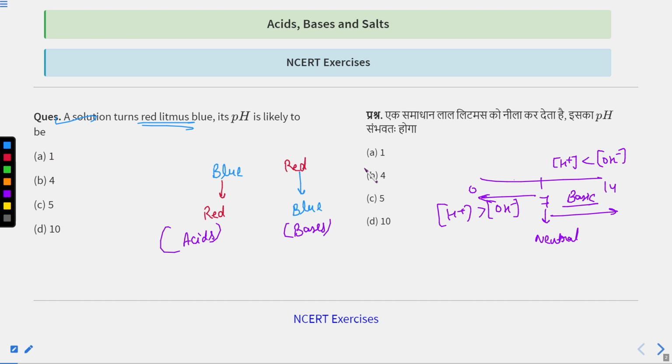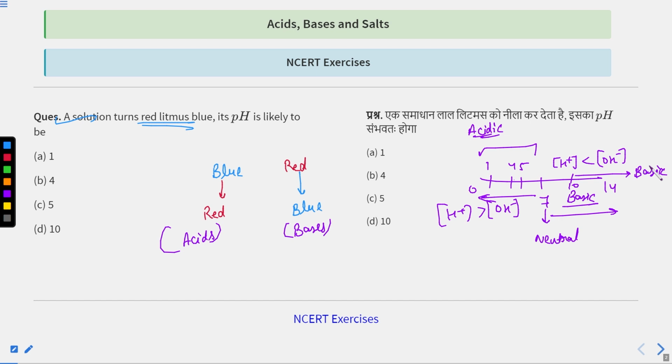So 1 lies between 0 and 7, 4 lies between 0 and 7, 5 lies between 0 and 7. This is 1, this is 4, this is 5. So these three pH values are from the acidic region. And 10 definitely lies here, so 10 is lying in the basic region.